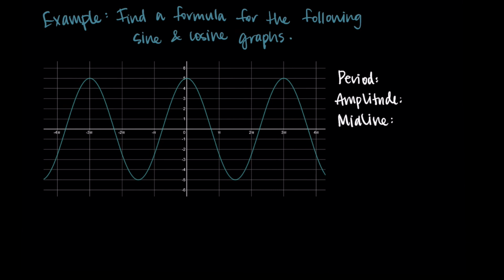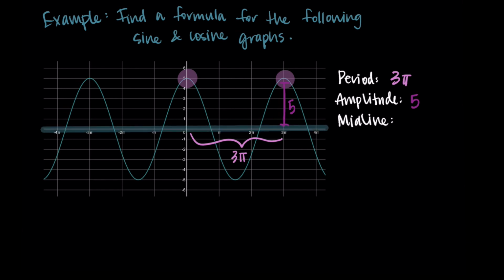So to find the period, I'm going to choose points where I can see the function repeating itself. So I do a whole full cycle down and then back up from 0 to 3 pi. That's (0, 5) and (3 pi, 5) on my graph. So since this distance is 3 pi, that means my period is 3 pi. Then the amplitude is the distance from the midline up to the top or the bottom of the function. I see that the midline is at y equals 0, and we're going up 5 to get to the top. So my amplitude is 5, and as I already mentioned, our midline is y equals 0.